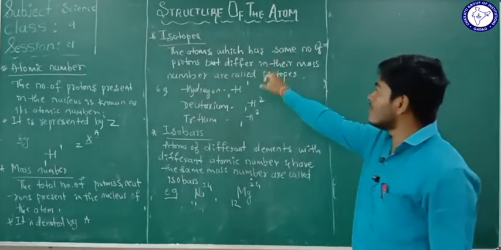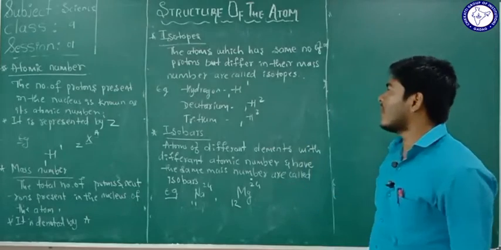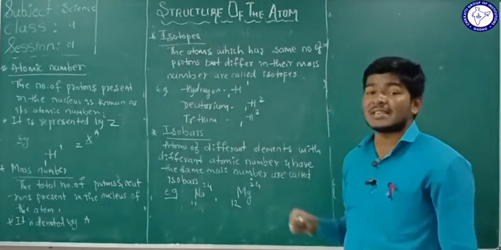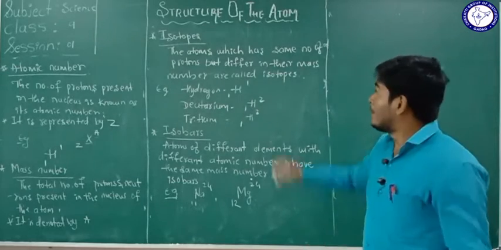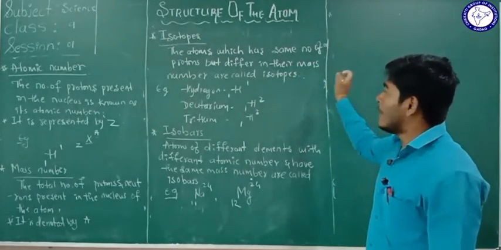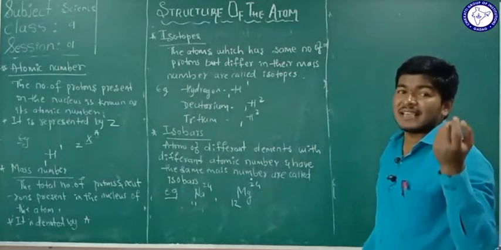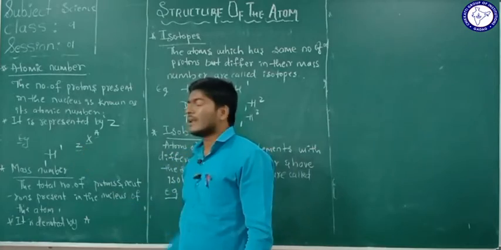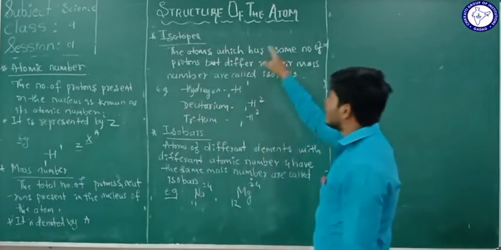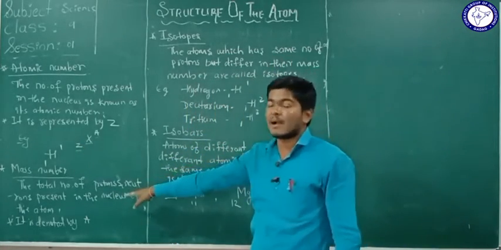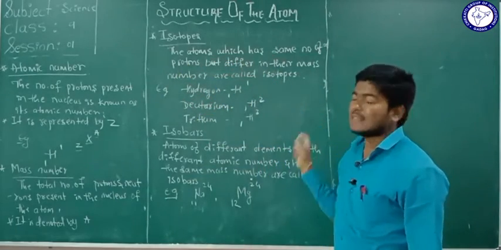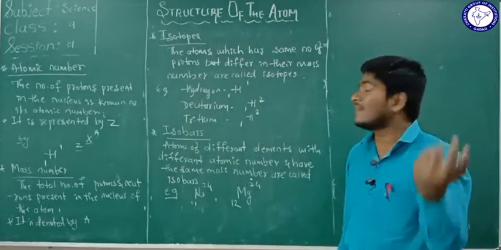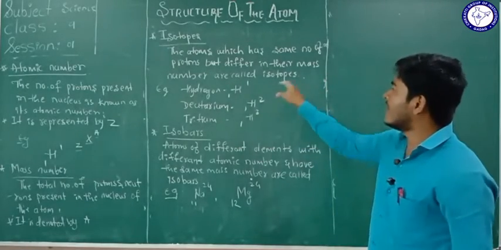Isotopes are atoms which have the same number of protons but differ in their mass number. If the atoms have the same number of protons, that means the same atomic number, and differ in their mass number, they are known as isotopes.